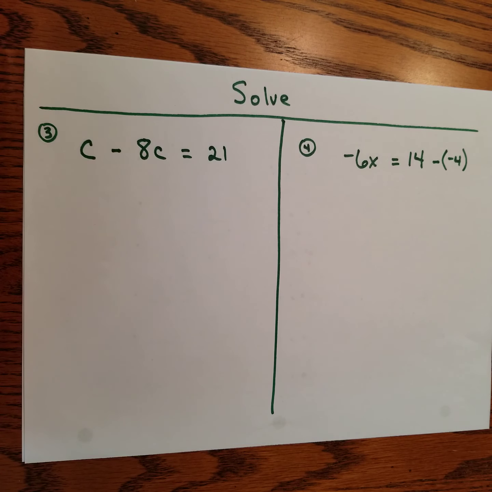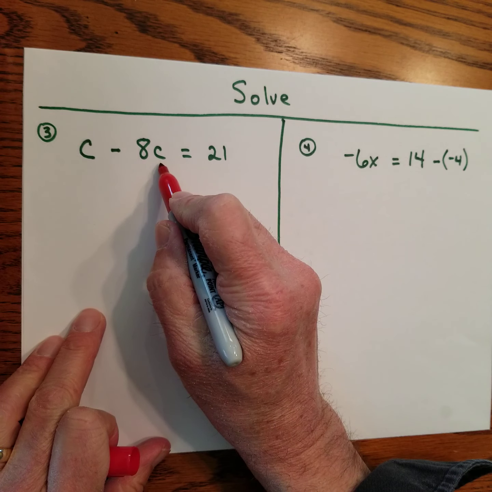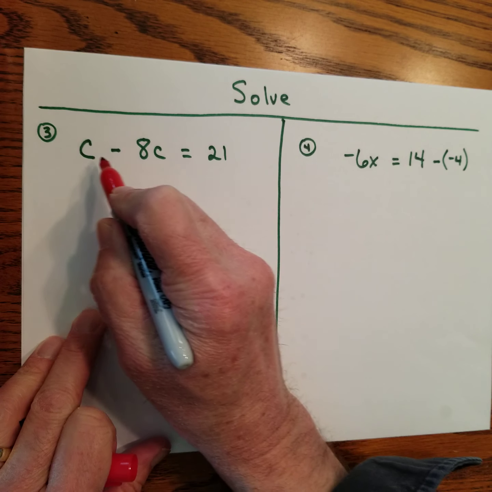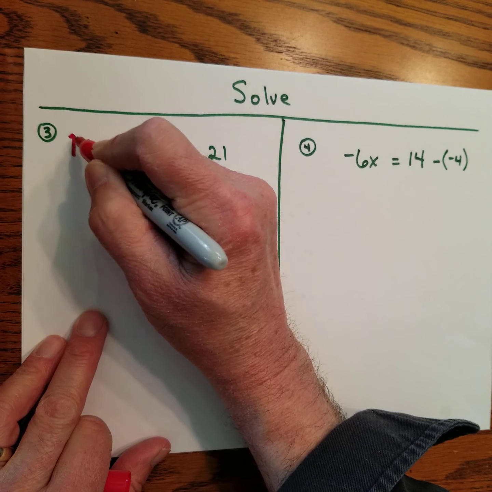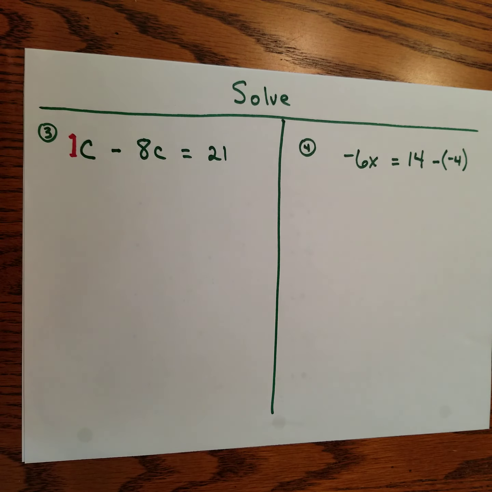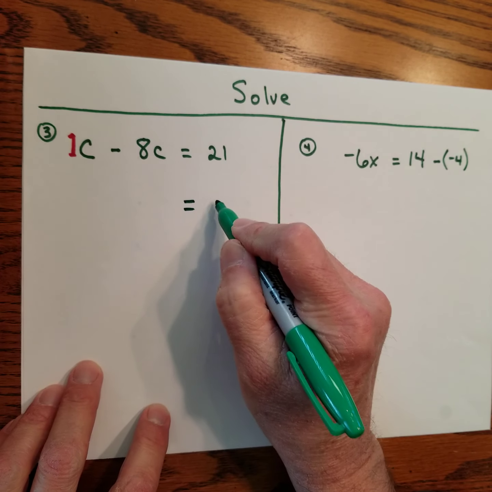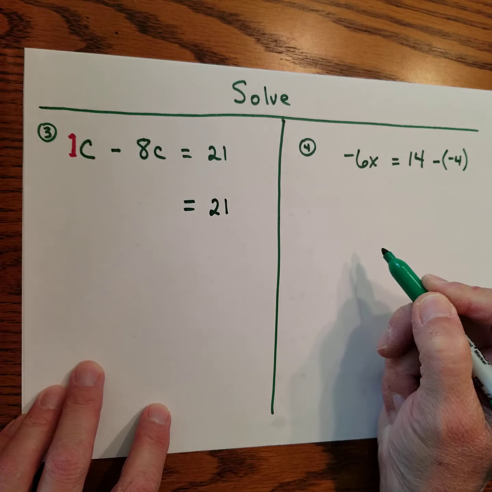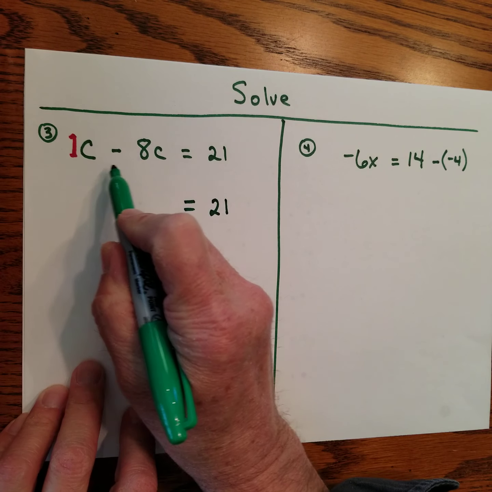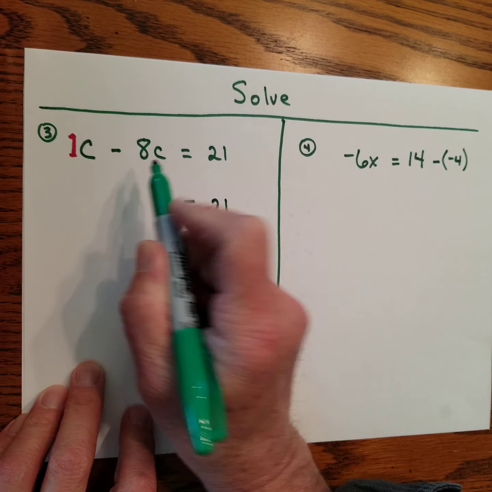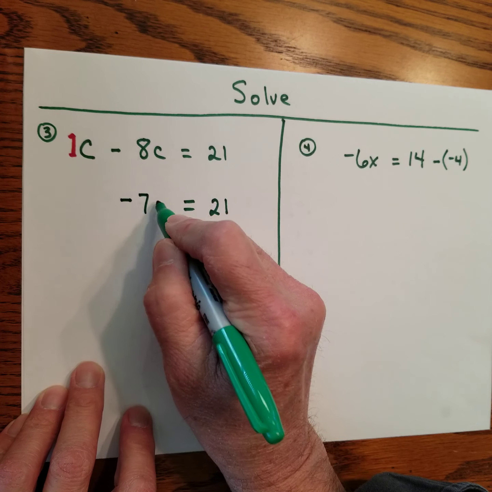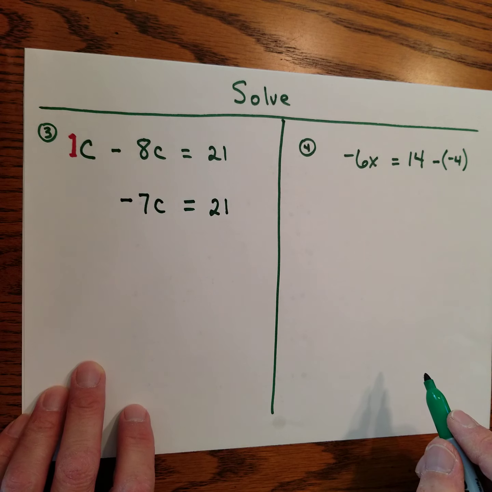Before I start example 3, I'm going to add a number. This c has an 8 in front of it. This c has no number in front of it, which means we know that it is the number 1. Now let's combine like terms. I'll copy the 21 on the right-hand side. And 1c minus 8c. If I have $1, but I lose $8, I am down $7.